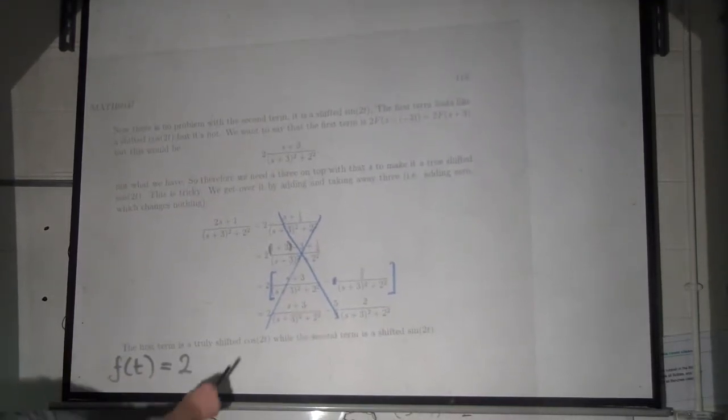Okay. So the first one is 2. Now this guy here, what does this look like? Cos. What's the k? 2.